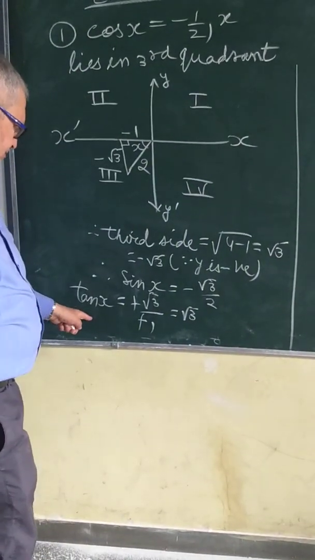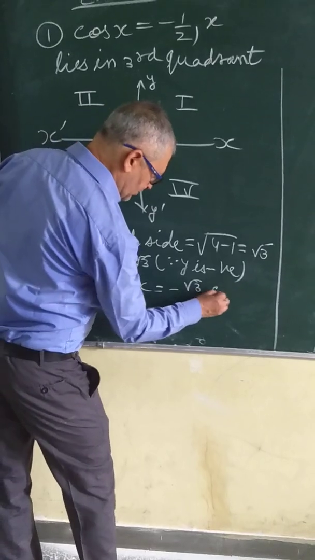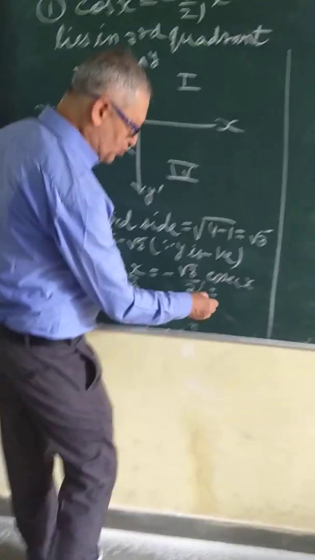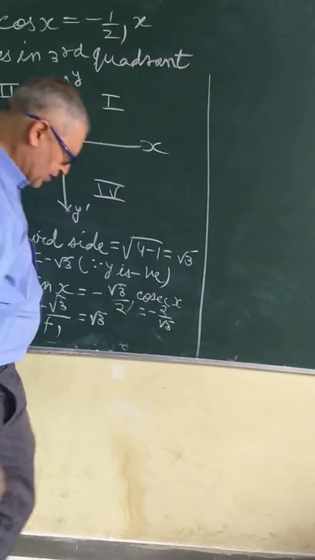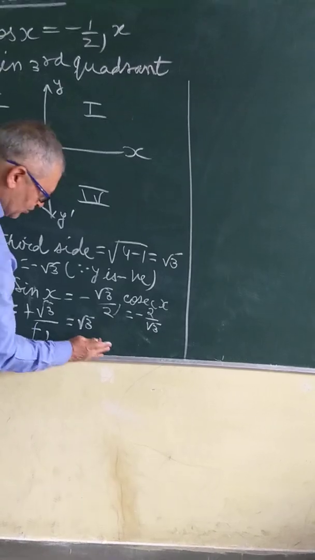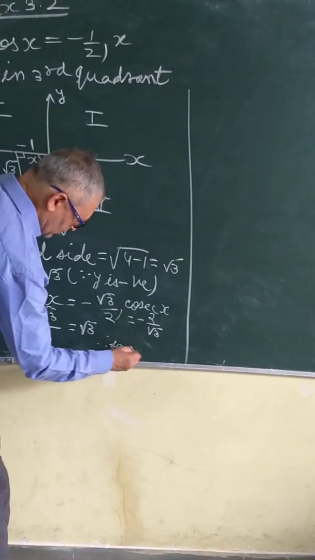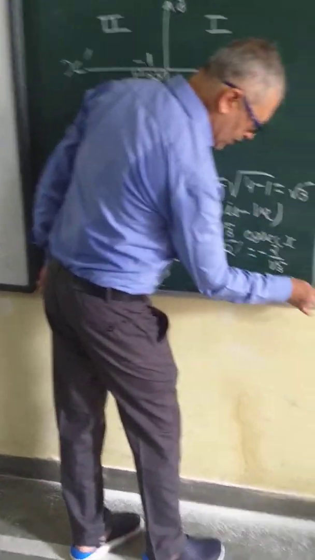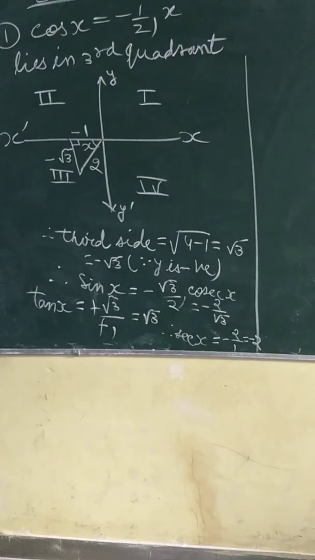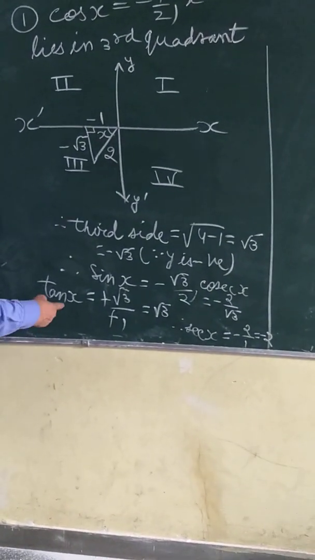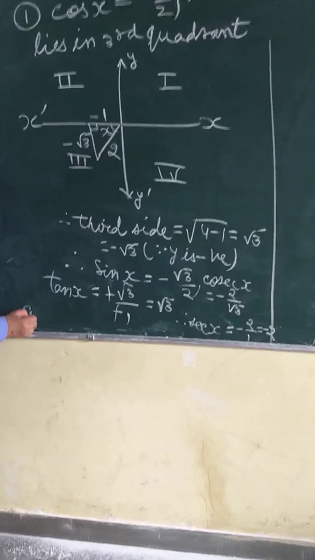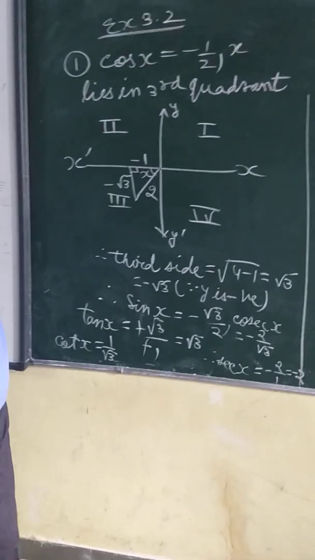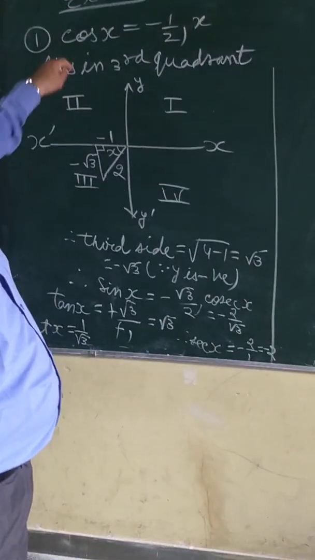Other value is cosec x. Cosec x is reciprocal of sin x. This means minus 2 by root 3. And sec x is reciprocal of cos x. So therefore sec x is equal to minus 2 by 1 is equal to minus 2. Now what is left? Cot x. Cot is reciprocal of tan x. Therefore cot x is equal to 1 by root 3. Therefore we have found out the value of all trigonometric functions, one value of which was given.